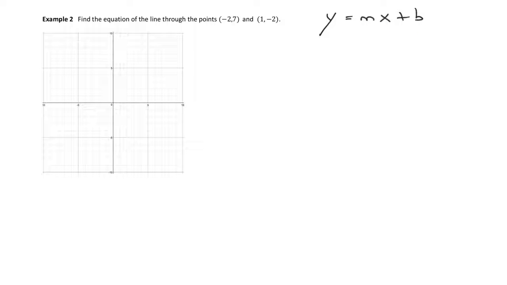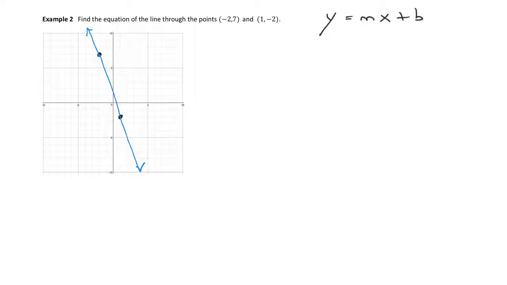I think I'm going to start by just plotting these 2 points to think about what the line would have to look like. If you have negative 2, 7, I know one of the points is here, and the point 1, negative 2 is located here. So whatever the formula I'm looking for is, it has to give me something that goes through those 2 points like this.